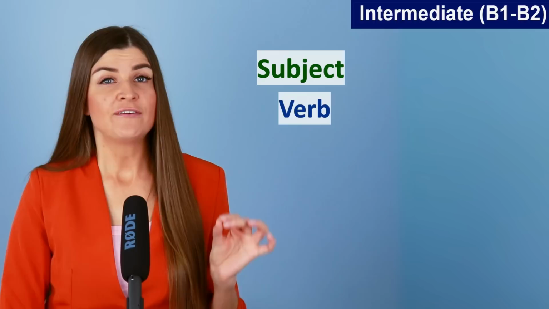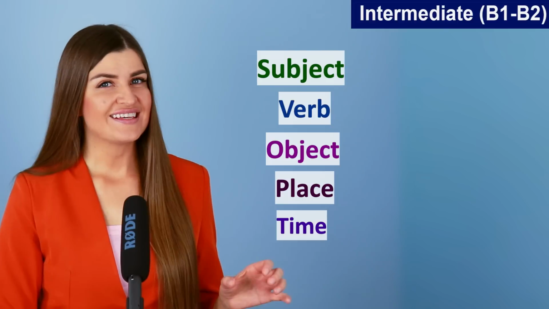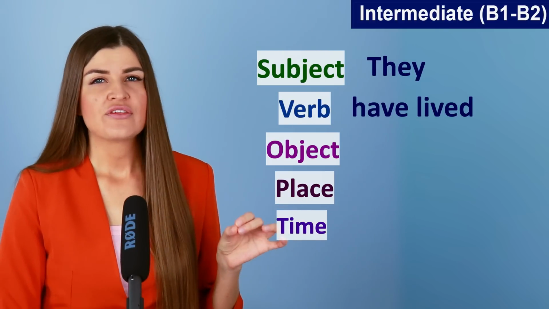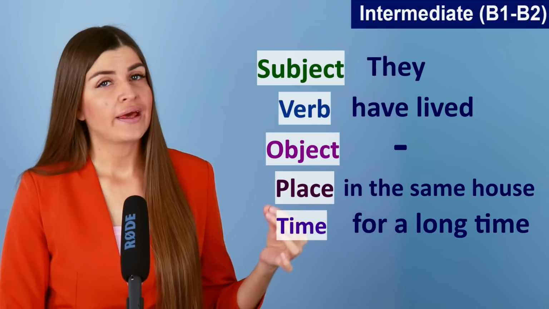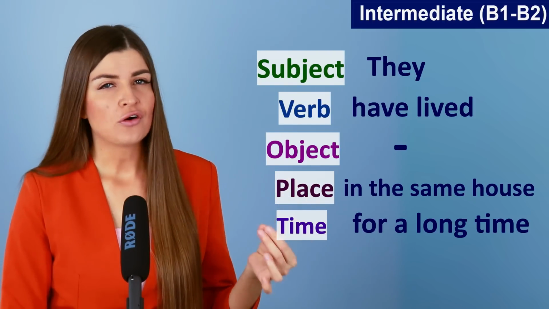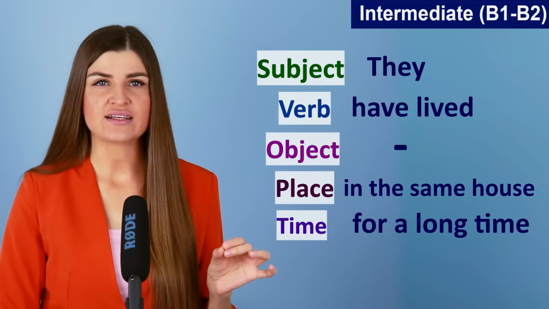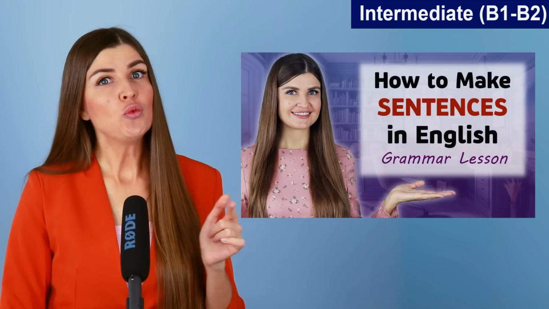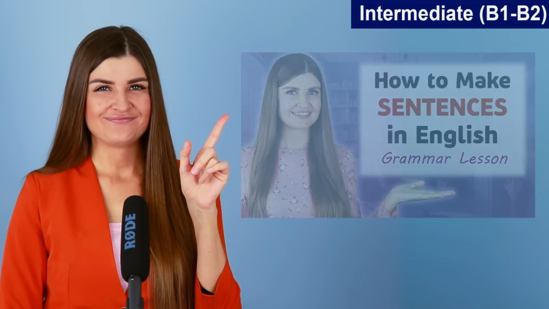The correct word order is subject plus verb plus object plus place plus time. In this sentence, they is a subject, have lived is a verb, then we have a place, in the same house, and time, when or how long, for a long time. It's important to know how to make sentences in English and put the words in the right order. I recommend that you watch my grammar lesson on word order. The link is here.